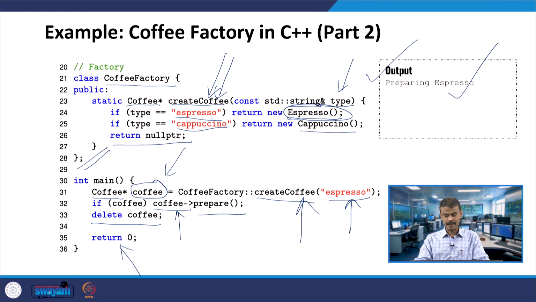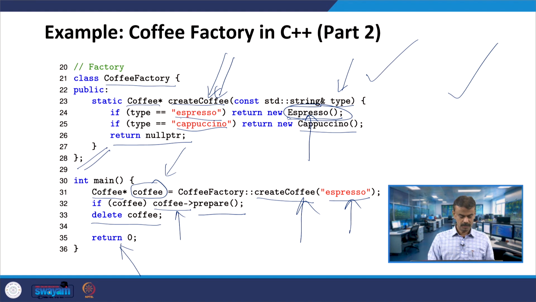So, you are creating espresso. Once you are doing this, what is going on inside? You are passing espresso. If type is equal to espresso, the new espresso will be called, the constructor will be called. When you are creating an object like this, I am creating an object by calling create coffee. The object is a pointer object in line number 31 under the coffee class.